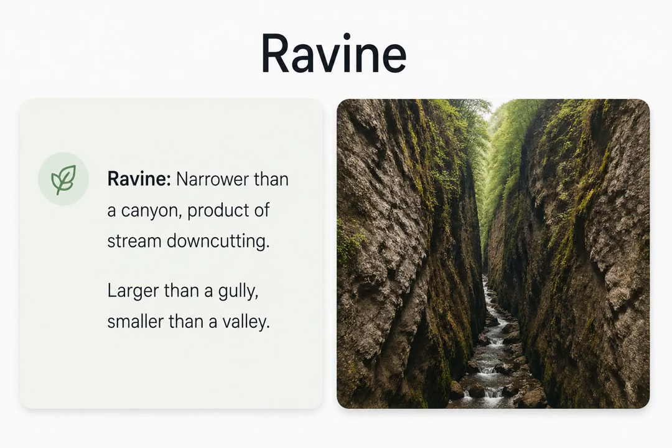Moving up in scale, we have ravines. A ravine is a landform that is narrower than a canyon, but larger than a gully. It is typically the product of aggressive stream cutting, specifically downcutting, where the water erodes vertically into the earth. They are deep, steep-sided, and represent a more advanced stage of linear fluvial erosion.